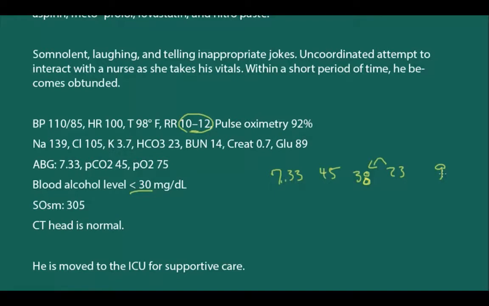Okay, going left to right. 7.33, we have primary disorder is an acidemia. And PCO2 is higher than expected PCO2. We're retaining carbon dioxide. He's hypoventilating. He has a respiratory acidosis. Bicarb is normal. Anion gap is normal. This patient has a straightforward, simple respiratory acidosis.